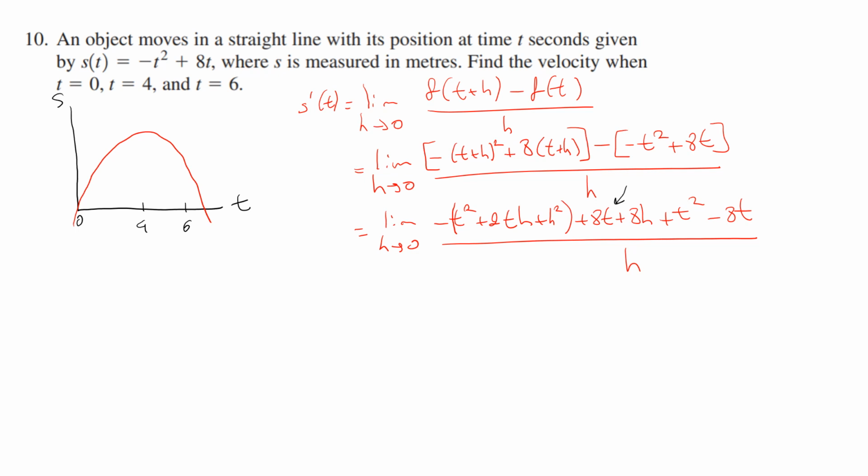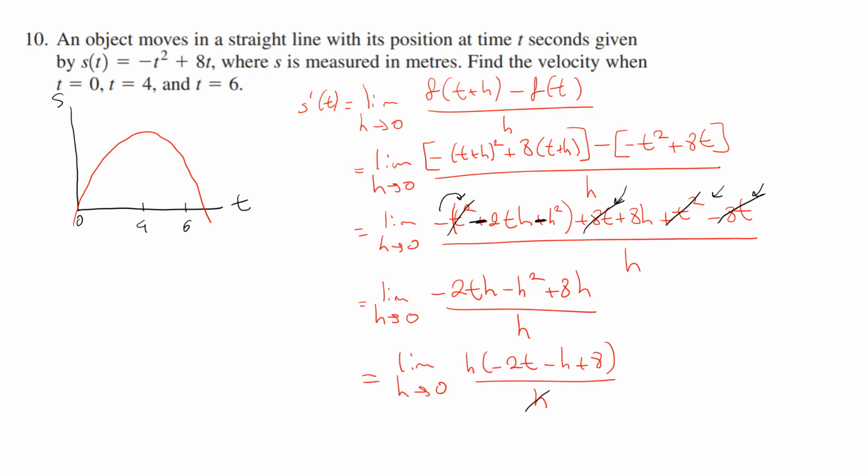I see that I have a positive 8 and a negative 8t over here, so I'm just going to cancel those out. I see that I have a positive t squared, and if I distribute this negative, I'm going to get negative t squared over here, so these are gone. Just to distribute it, I'm going to change this sign into negative and this sign into negative as well. So I'm going to rewrite this again. So now I got an equation where from the numerator I can take h out and cancel h's. Now I'm going to cancel out the h, and I'm left with negative 2t, negative h, and plus 8. I can go ahead and plug in 0 for the h, and I'm going to end up with negative 2t plus 8, and that's going to be my slope. Now, all I need to do is plug in the values that they want me to.